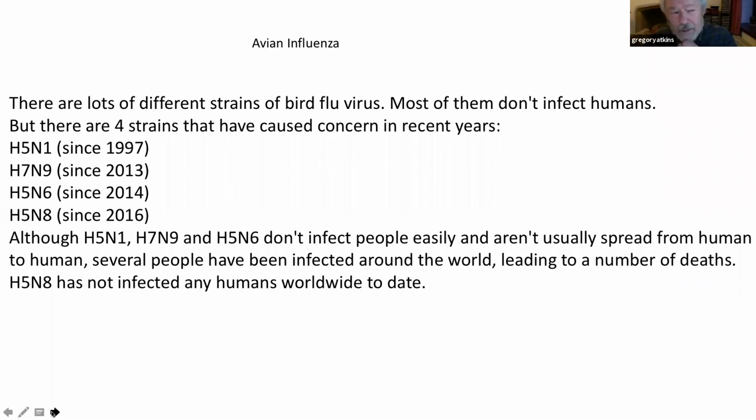So how can this occur in the future? Well, birds have a very large number of different kinds of hemagglutinin and neuraminidase that could be picked up. And 4 have made appearances in recent years and have rung alarm bells, but haven't actually spread. But we're waiting for a new one to appear.